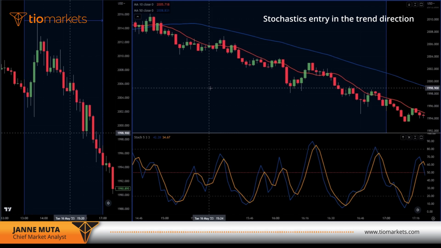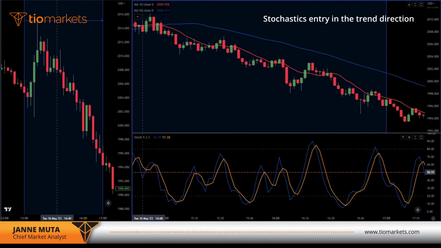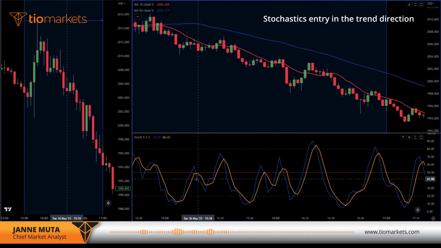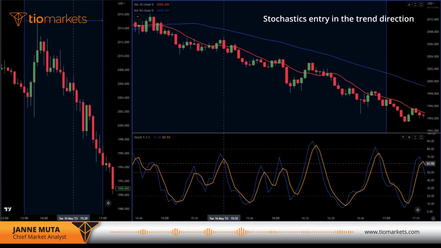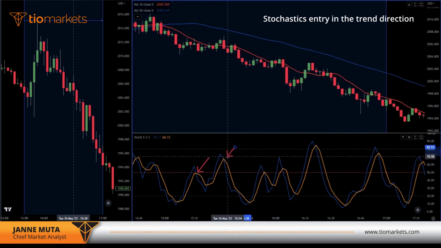So here would be the first signal when we have the oscillator around the 50 mark. So the red line here in the stochastics oscillator scale is at 50. So if we have the signal taking place at 50 or above, that's good enough. So the first one would be here when the blue line crosses below the yellow, and then the next one is here.